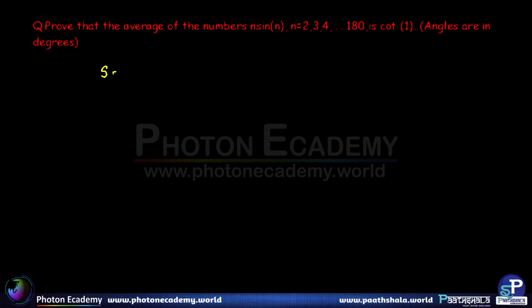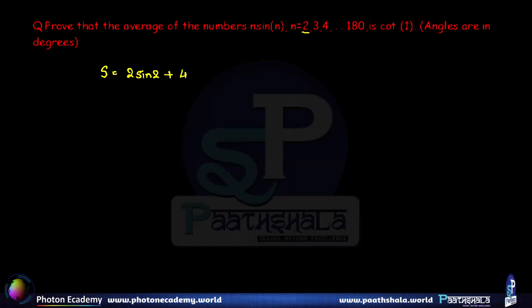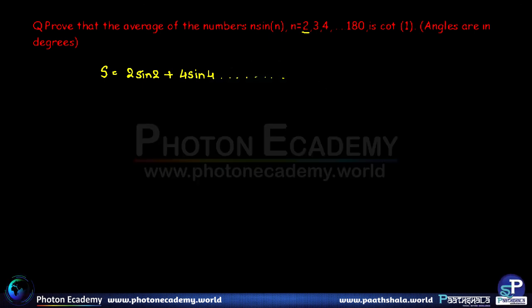The sum is, so the first is n is equal to 2. So it is 2 sine 2, plus next is 4 sine 4, then 6 sine 6, and then this will go on till 180 sine 180. But we know that sine 180 is 0, so we can just ignore that term. So it is 178 sine 178.